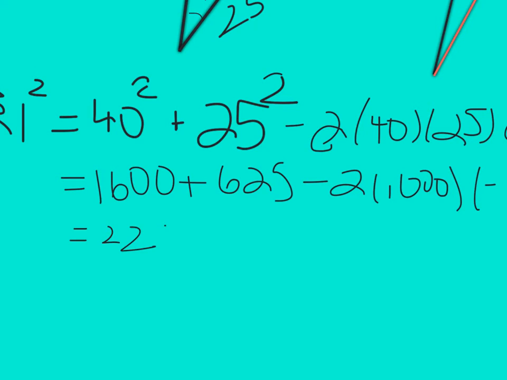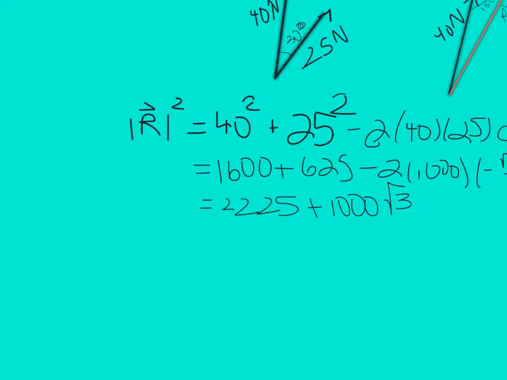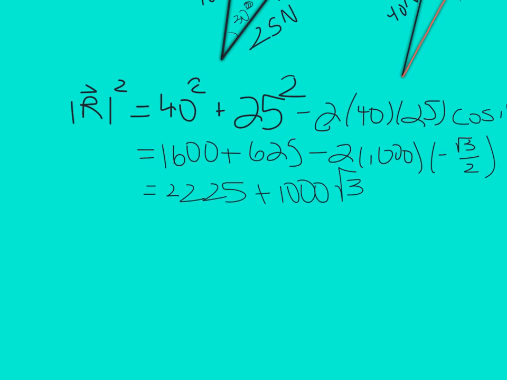So 2225 plus 1000 root 3. And because we're working in a context, we don't need an exact value. We can do an approximate value. So take our calculator. And we're also going to take the square root, of course.